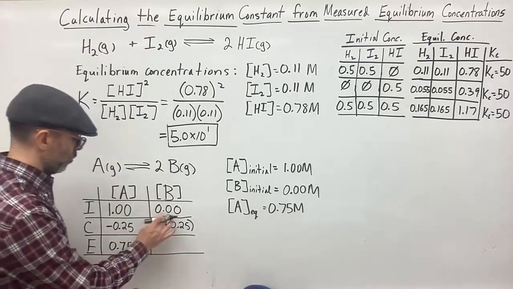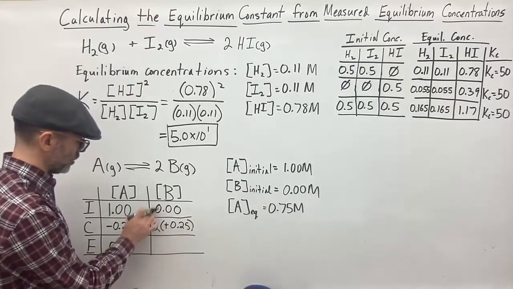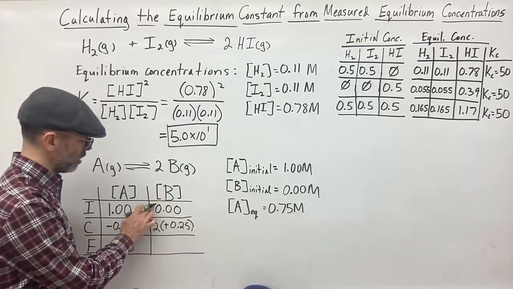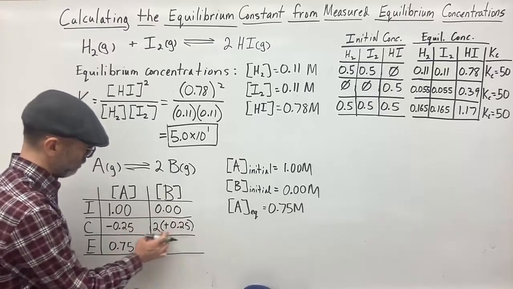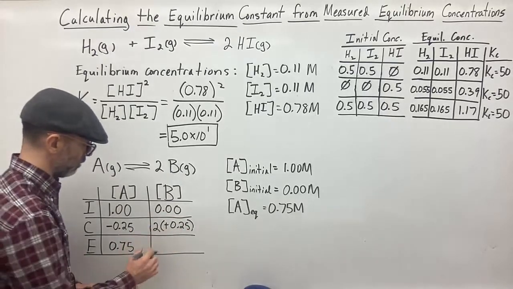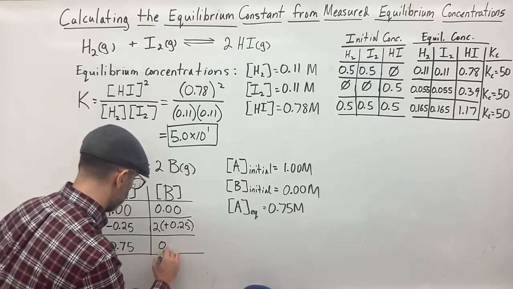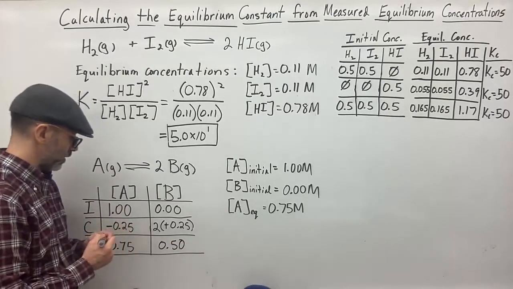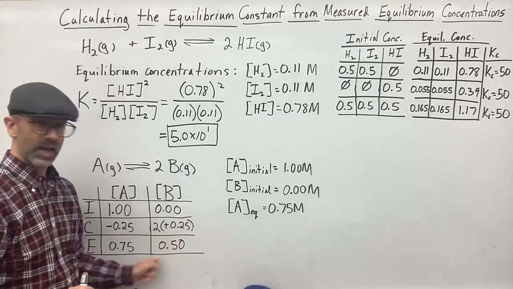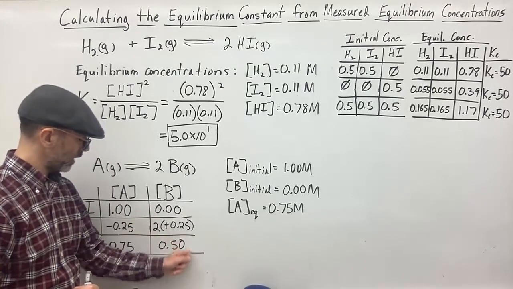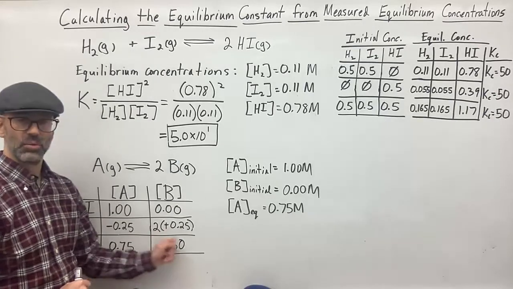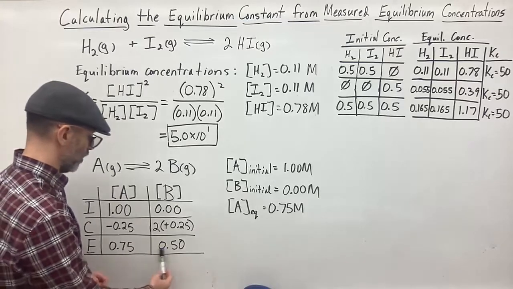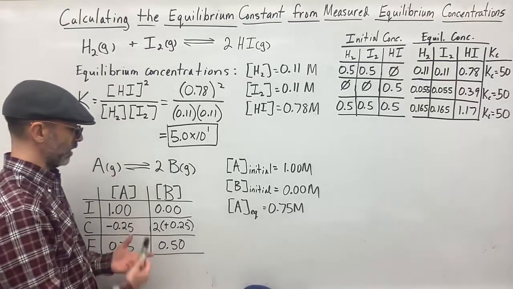And so in this case, what I do is I multiply whatever the change is. It's the change from the initial to the equilibrium. So since I'm starting with 0, that means I'm adding twice of this. So 2 times 0.25 is 0.5. So that becomes 0.50. So I went from 0 to 0.5, and I gained 0.5. So this is my equilibrium concentration. And so now that I have both equilibrium concentrations, I can now plug them into my equation.